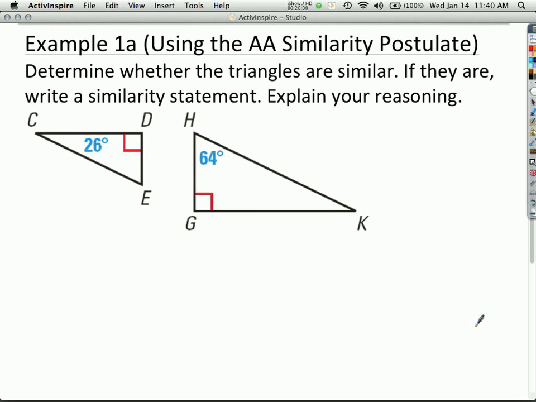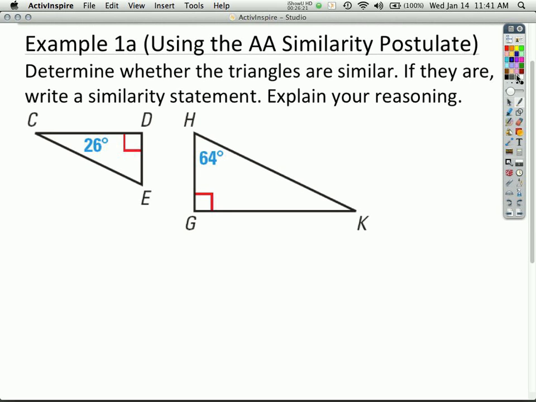Now, in example 1a, I've kind of let the cat out of the bag. In parentheses, I put that we're going to use the AA similarity postulate, angle-angle. So I would like us to try to use angle-angle similarity to prove these two triangles are similar, but I don't know if we can. So let's gather evidence. For angle-angle similarity to work, we need two pairs of corresponding angles congruent.